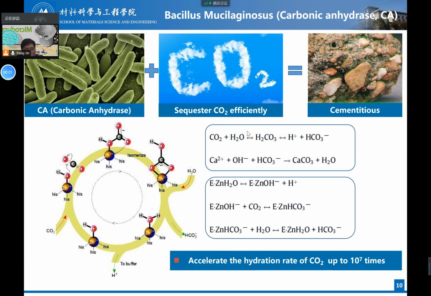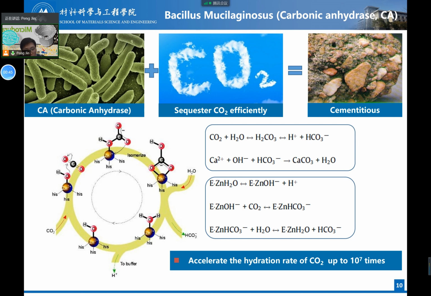Next, one type of carbonic anhydrase bacteria named Bacillus mucilaginosus, which could accelerate the hydration rate of CO2 up to 10 to 11 times theoretically, was introduced to the carbonation process. As shown in this slide, the catalysis of CO2 hydration is initiated by the nucleophilic attack on the carbon atom of CO2 by zinc-bound OH, that is hydroxide radical, to produce bicarbonate, which is then displaced from zinc by a water molecule.